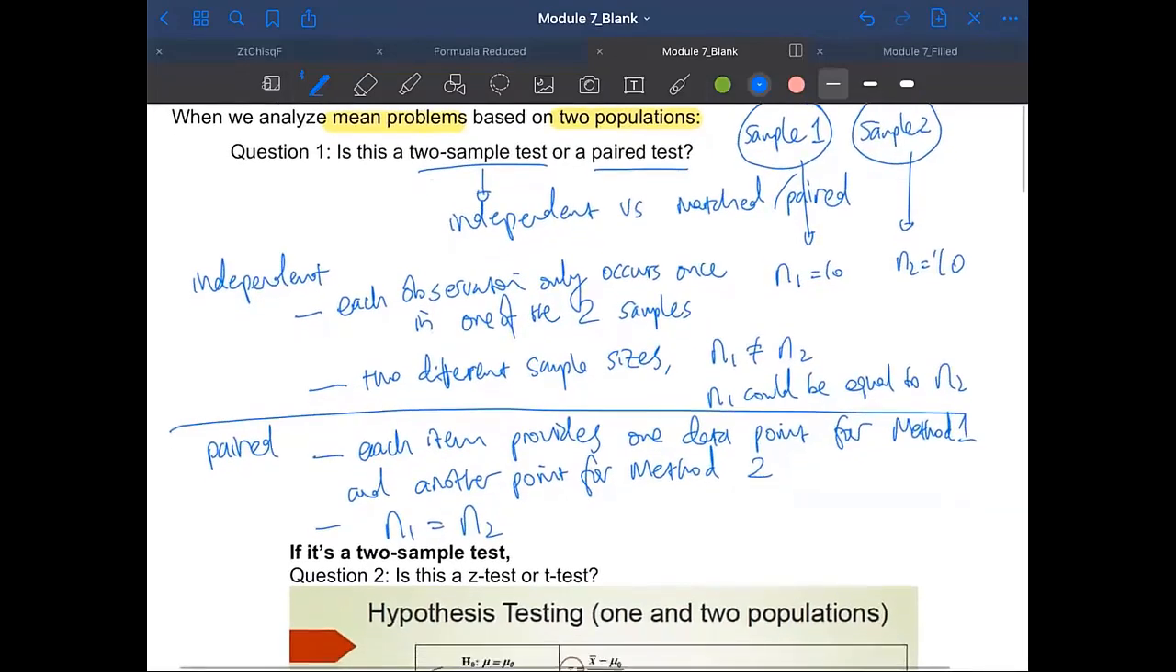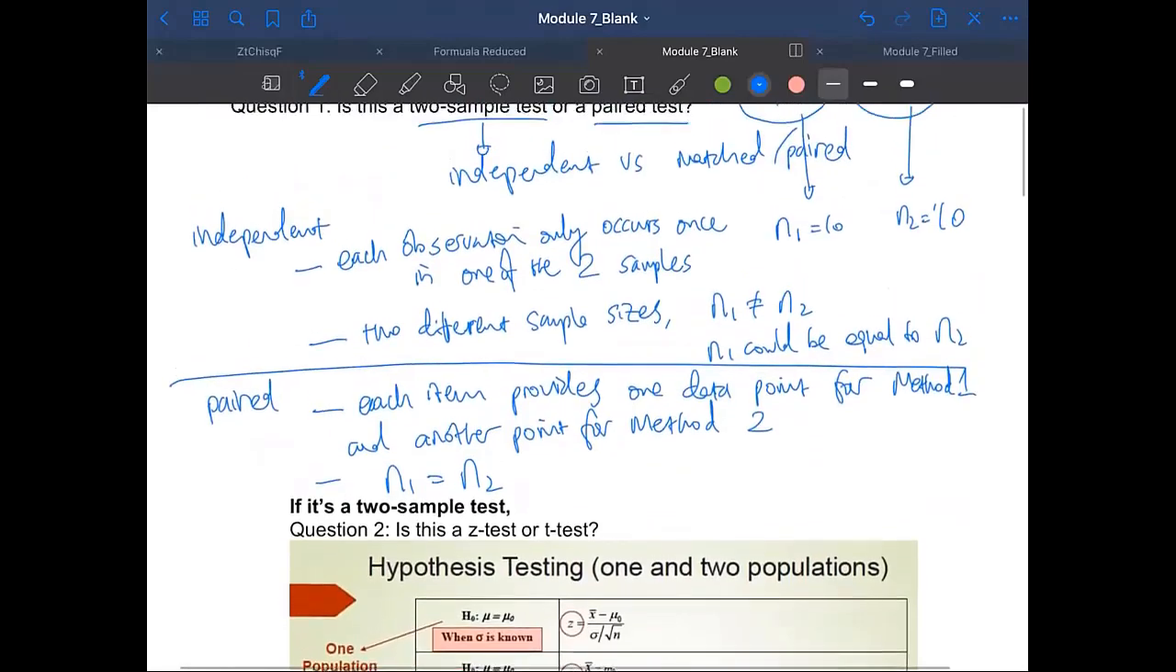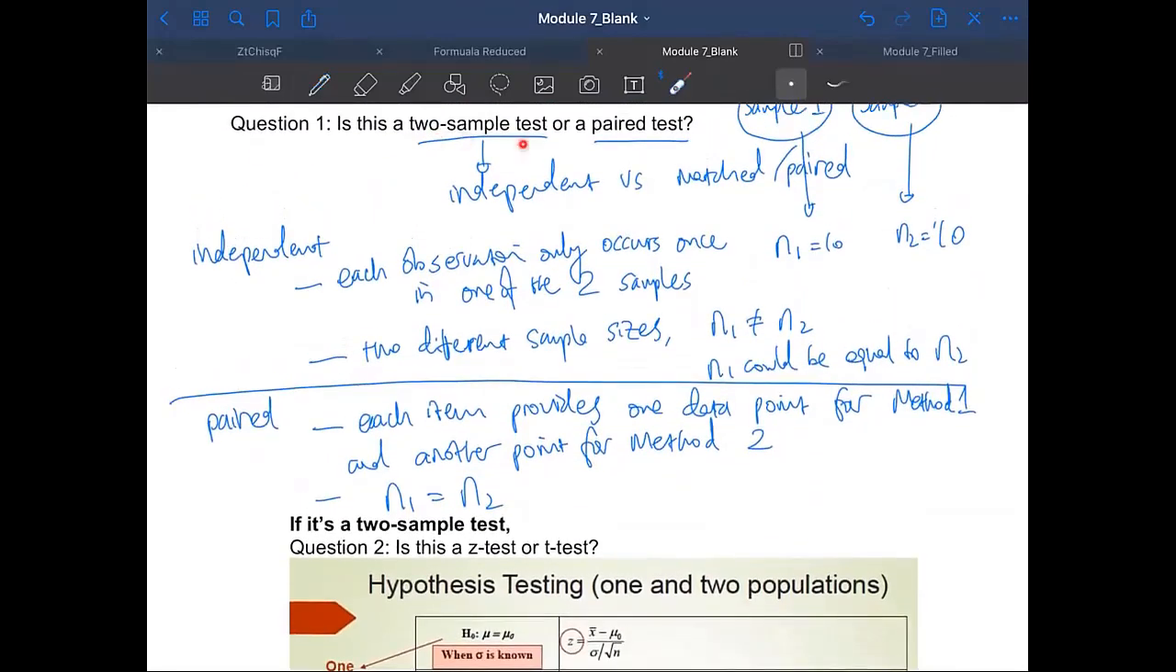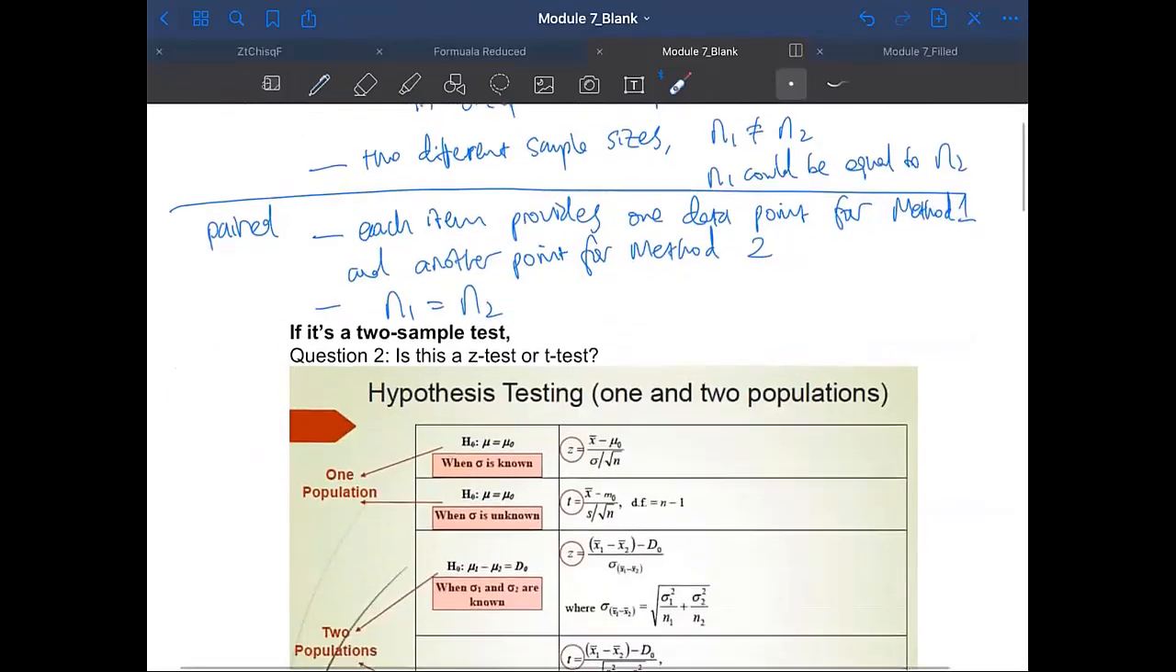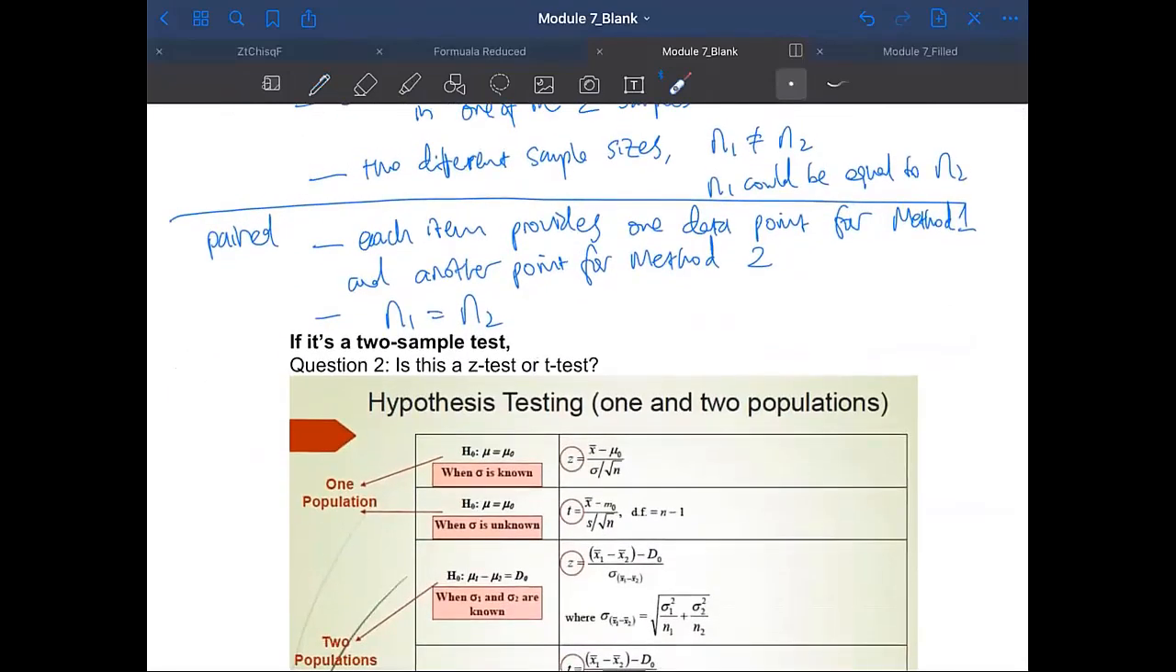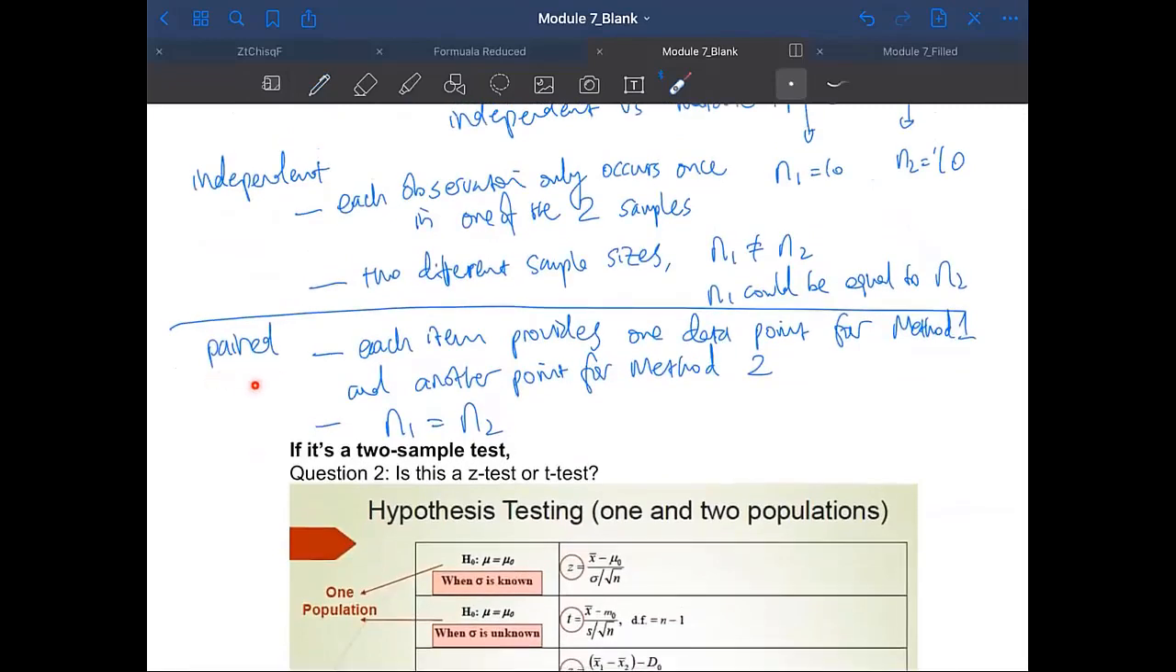Okay, if not, this actually helps us to solve the first question: is it a 2 sample test or is it a paired test? Once we are able to determine that, we move on to question 2. Question 2 is only relevant if it's a 2 sample test. If you already know it's a paired test, this always gives you a paired t-test. It's always a paired t-test.